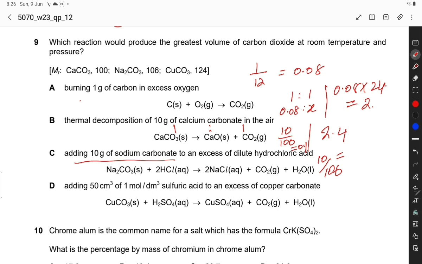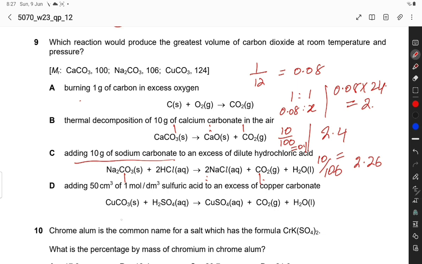10 divided by 106 is equal to... so there is a 1:1 ratio, 1:1, so 0.09 into 24, so it is equal to 2.26.